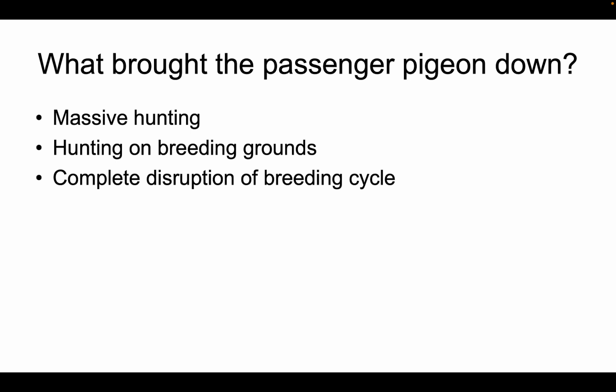Now, what brought down the passenger pigeon? So massive levels of hunting, evidenced by 3 million birds being shipped east by a group of hunters. Massive amounts of hunting on the breeding grounds, which then led to a complete disruption of their breeding cycle. This then led to a downfall of the passenger pigeon and its eventual extinction.